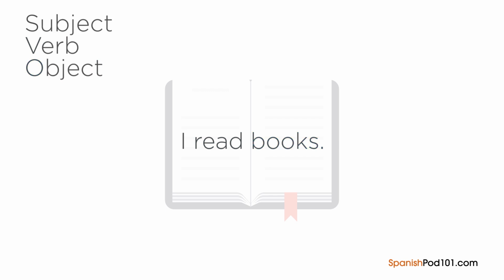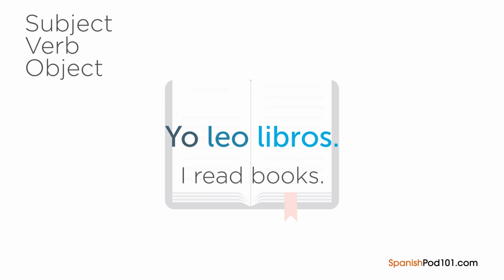Now, let's compare that same sentence, I read books, in Spanish. Yo leo libros. If we break down the Spanish sentence, we get the subject, yo, meaning I. Then comes the verb, leo, meaning read. And finally, we have the object, libros, meaning books. The word order for basic Spanish, then, is subject, verb, object, or SVO for short. As you can see, the word order for sentences in Spanish is the same as that of English.